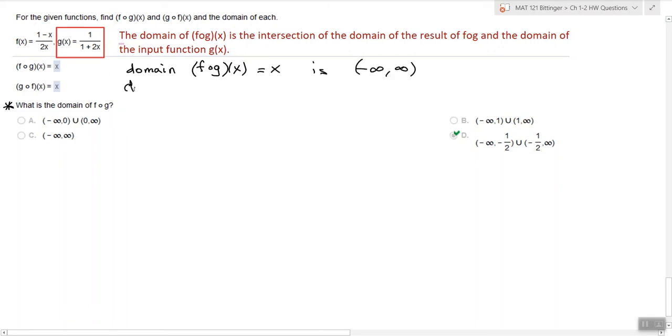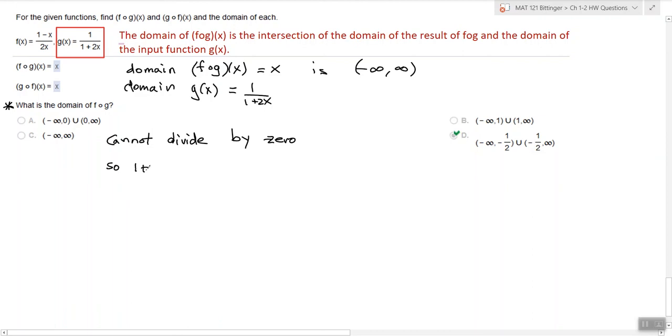And the domain of g of x, well, remember g of x is 1 all over 1 plus 2x. So we have to figure that out, because whatever that is going to be the domain, because the intersection of the domain of g with everything is the domain of g. So what we cannot have in the denominator, divide by 0. So we cannot divide by 0.